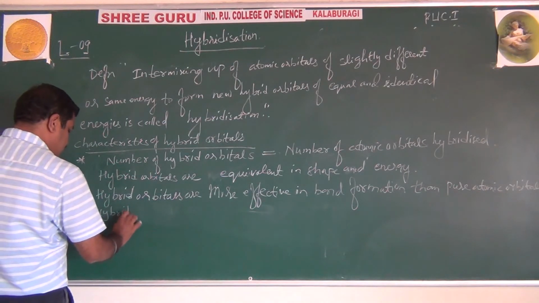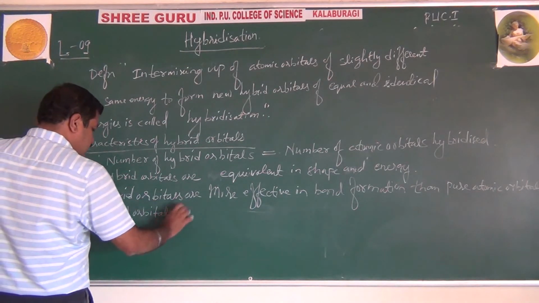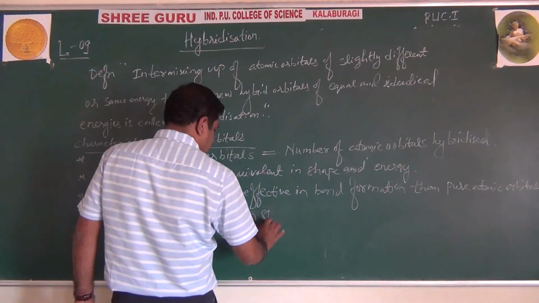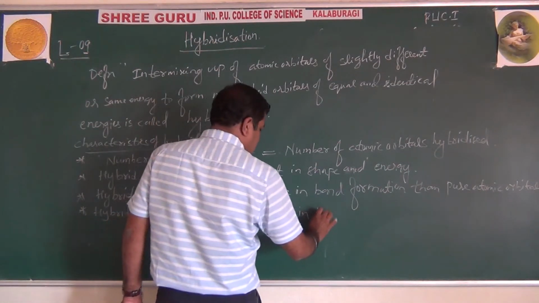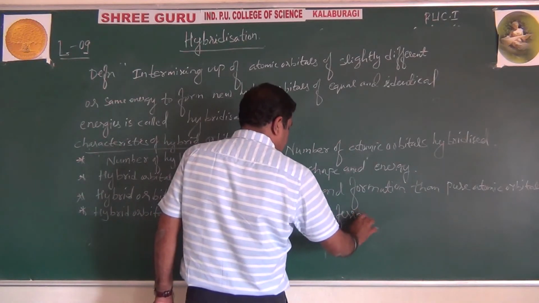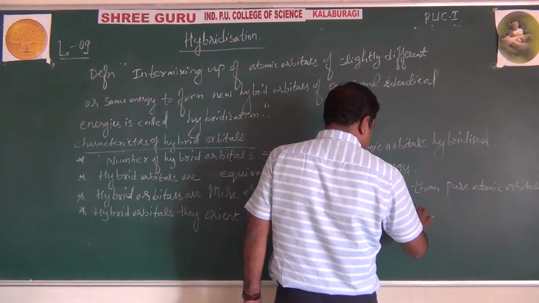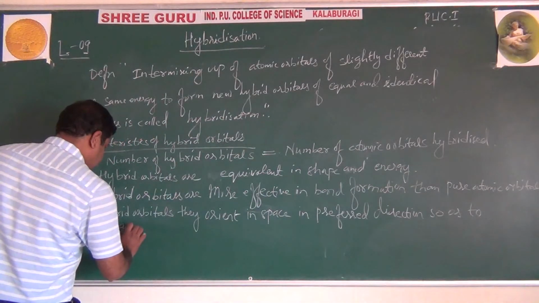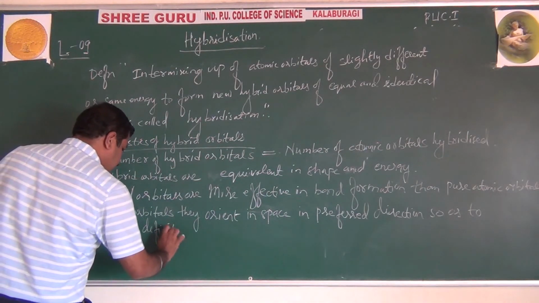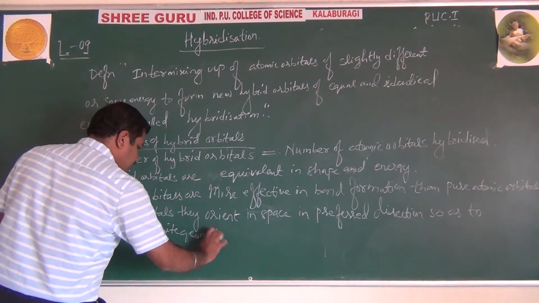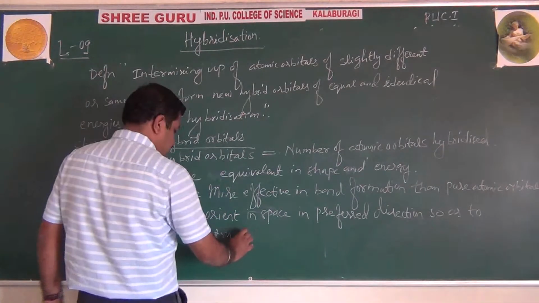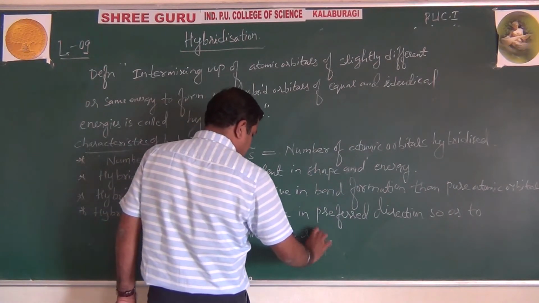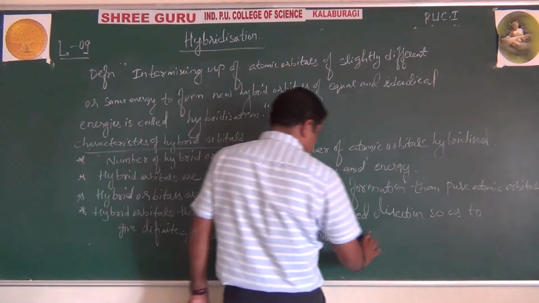Hybrid orbitals orient in space in a preferred direction so as to give definite geometry, minimizing repulsion and maximizing stability.